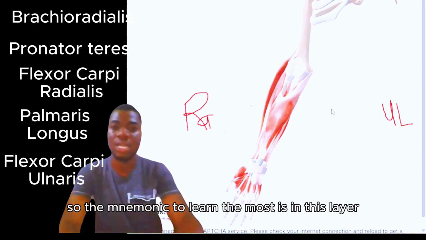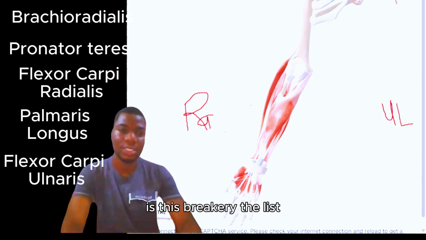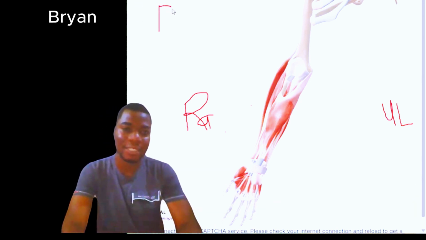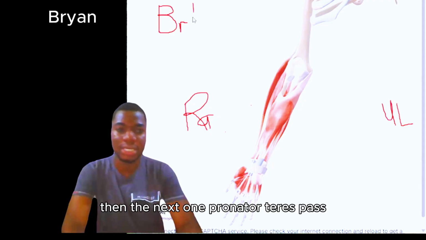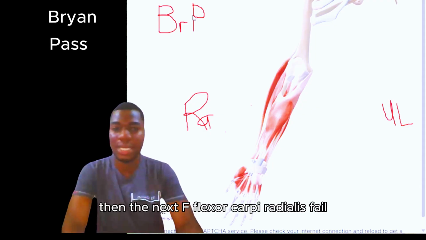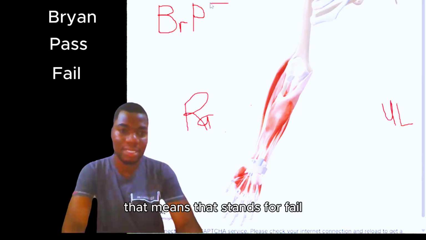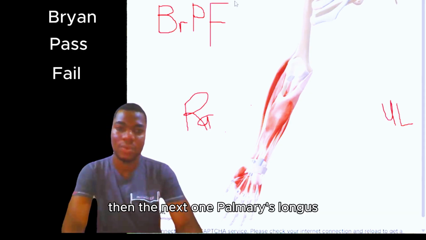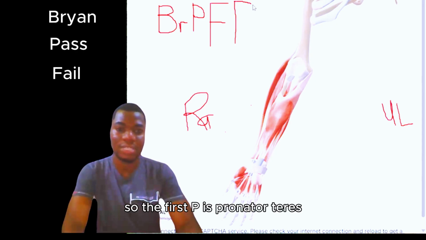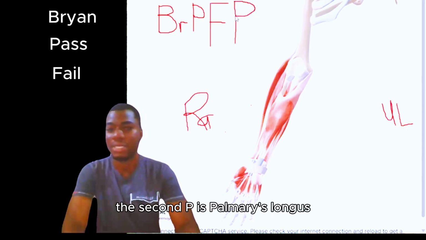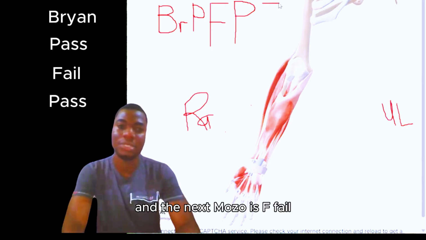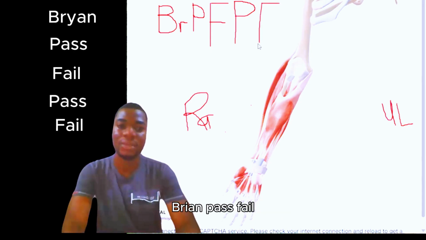So the mnemonic to learn the muscles in this layer is this. Brachioradialis, let's give it the name of a person, Brian. Then the next one, pronator teres, pass. Then the next F, flexor carpi radialis, fail. Brian, pass, fail. Then the next one, palmaris longus. The first P is pronator teres, the second P is palmaris longus, and this stands for another pass. And the next muscle is F, fail. Brian, pass, fail, pass, fail.